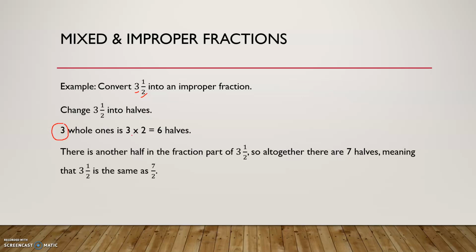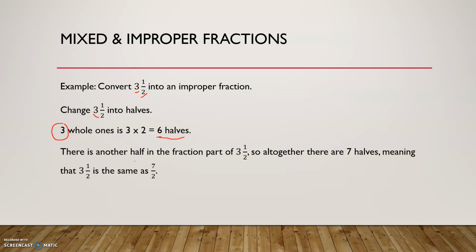And to convert into halves, we have to multiply this 3 with this 2. So 3 times 2, which is 6. So it should be 6 halves. If we split 3 whole numbers into halves, that will be 6 halves. And we've got another half here. So when we convert this 3, we'll have 6 halves, and we've got another half. So altogether we've got 7 halves.